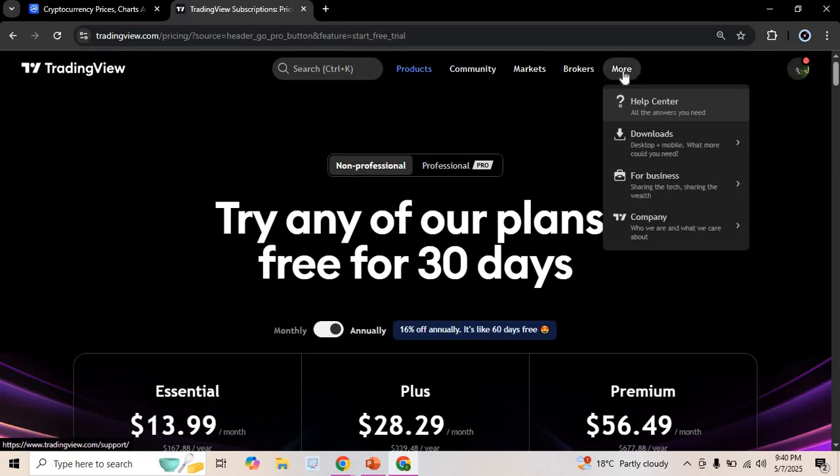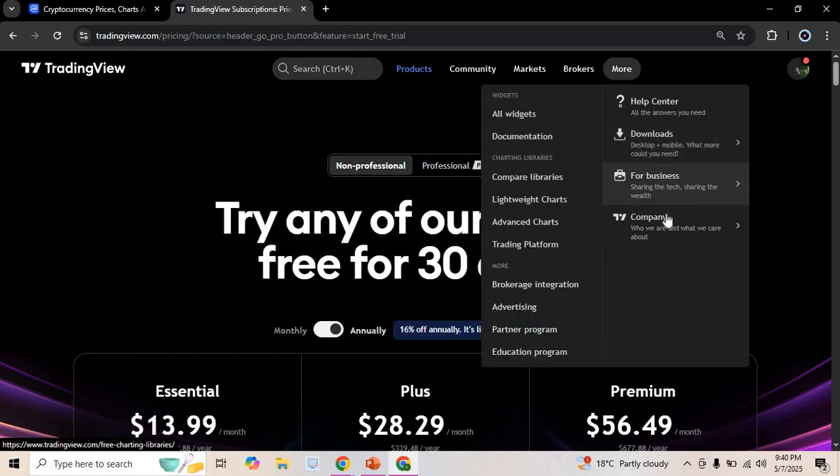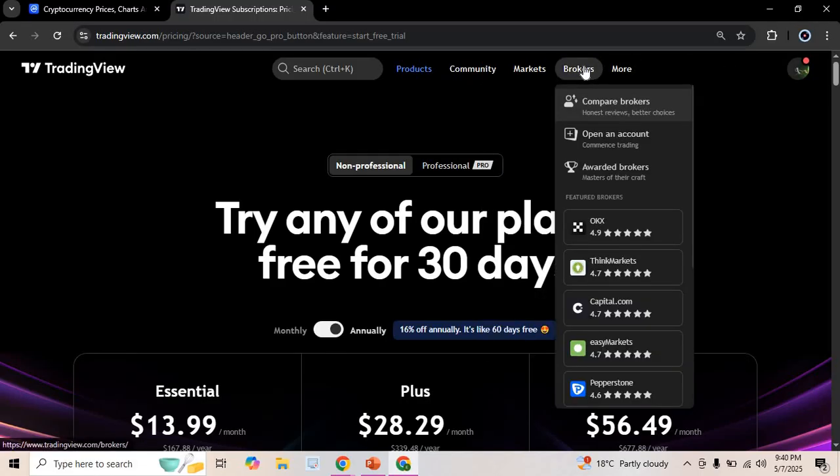So let's tackle each part part by part. So the more part is things that you can explore on your own. The help center, download for business, for company. This is a site that you can actually explore on your own.